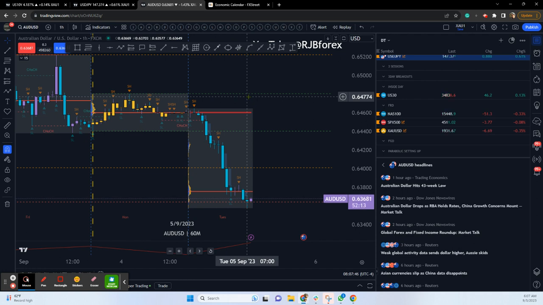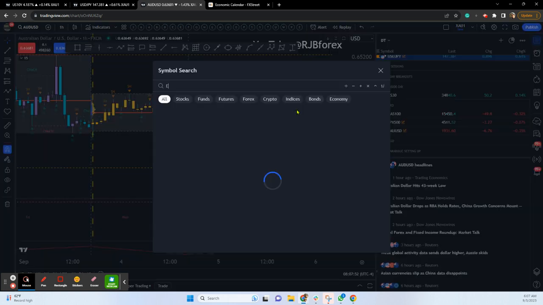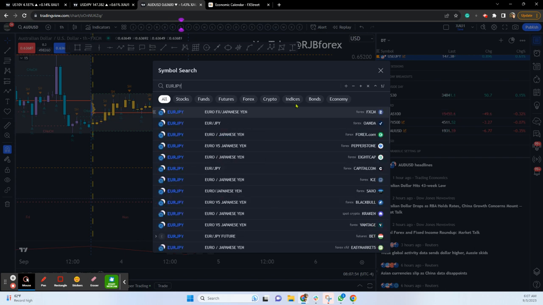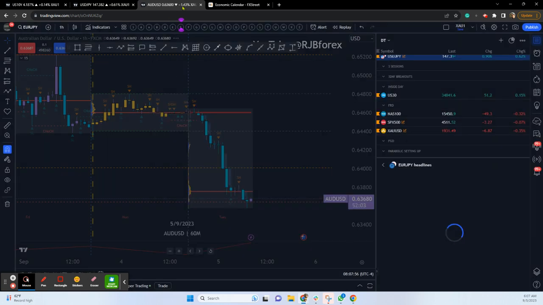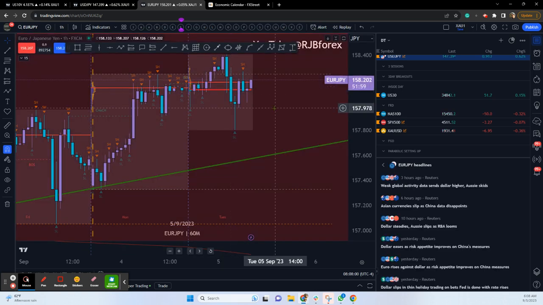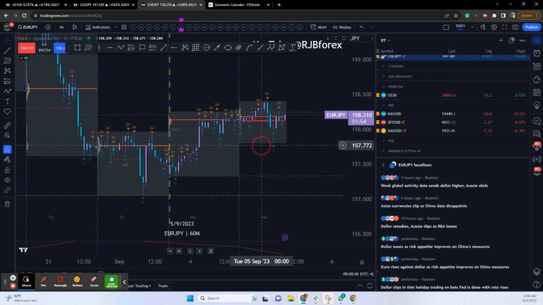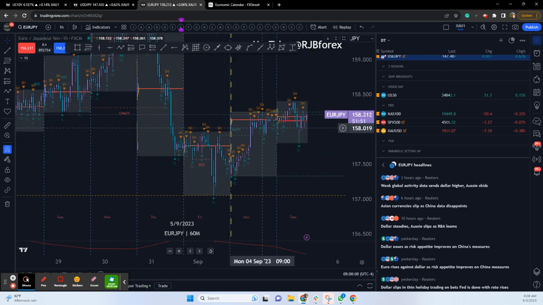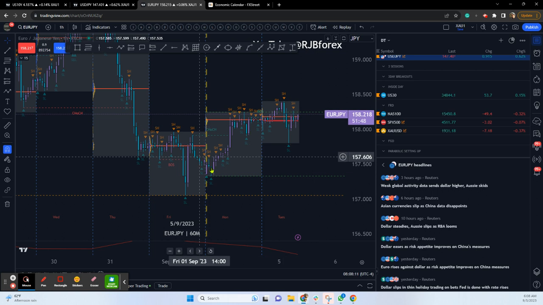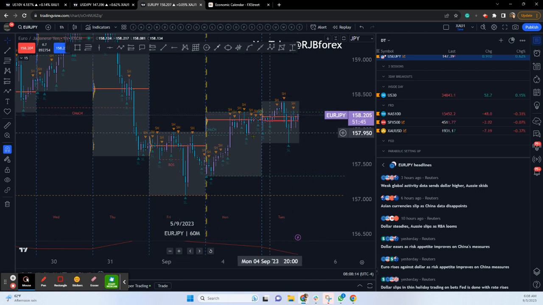Any questions? Any crosses that I might be missing, such as the euro yen? Look at that. What's going on over there? Euro yen could be set up for a move lower. We're breaking structure over here with that wick. Strong move down, correction up into potential resistance for a continuation to the downside.